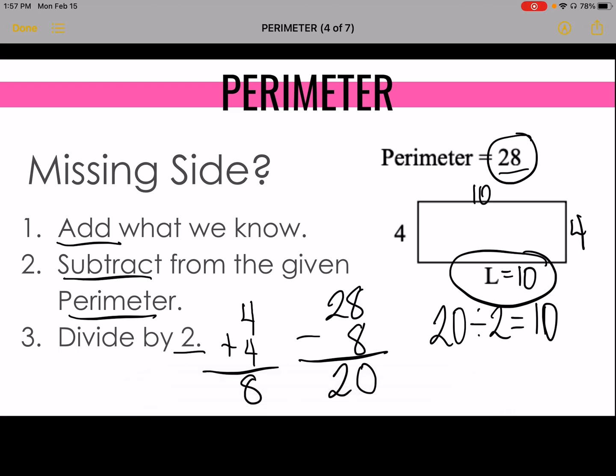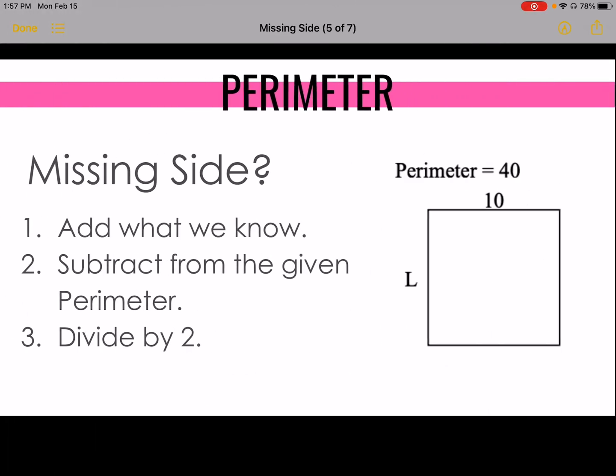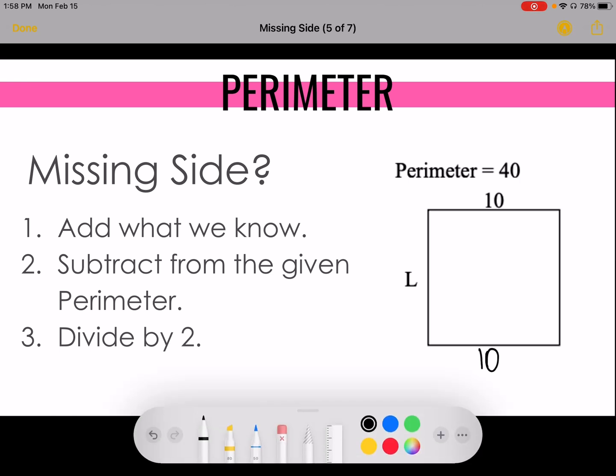Okay, let's try one more together. Now this one, it looks like a square to me, but I'm going to check just to be sure. So we add what we know. We've got 10 on top, that means 10 on bottom. So 10 plus 10 makes 20.